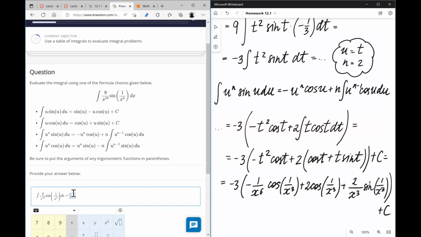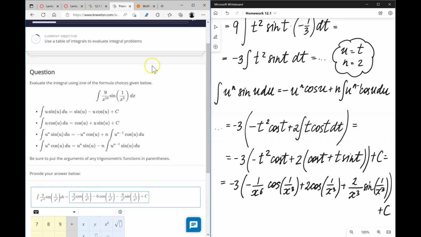I'm going to distribute the negative 3 over, so we have 3 over x to the power 6 cosine of 1 over x cubed plus 2 cosine of 1 over x cubed. Remember, I'm distributing the negative 3, so it's going to be negative 6. And then, again, distributing negative 3, so I have negative 6 over x cubed sine of 1 over x cubed plus c.